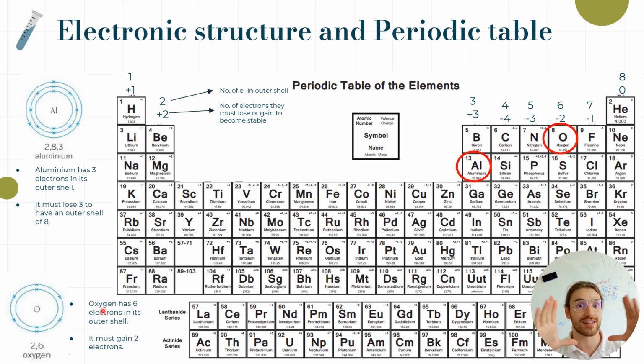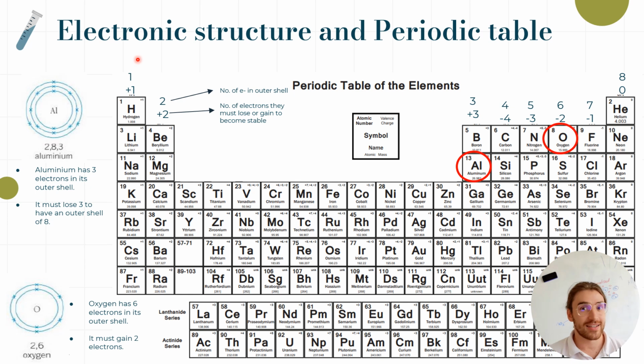there are in the outer shell, the outer energy level. So something like aluminium is going to have 1, 2, 3 outer electrons in its outer shell.